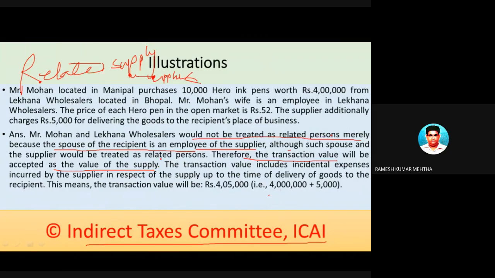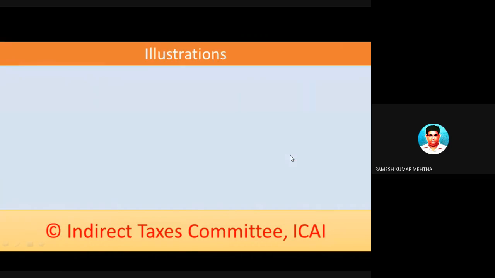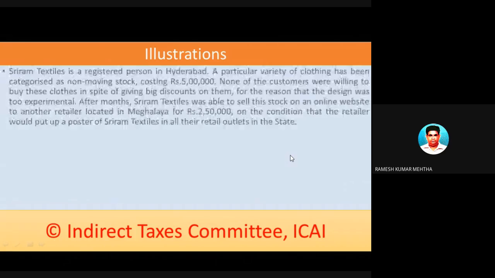In such a case, whatever is the amount paid or payable between the supplier and the recipient of the goods shall be the transaction value, and this transaction value should include incidental expenses. In this case, the incidental expenditure is 5,000 rupees of transportation charges, so this should be included. So the transaction value is 4 lakhs plus another 5,000 rupees for transportation. The total is 4 lakhs 5,000 rupees, which is the transaction value. This is the way you have to find it out.